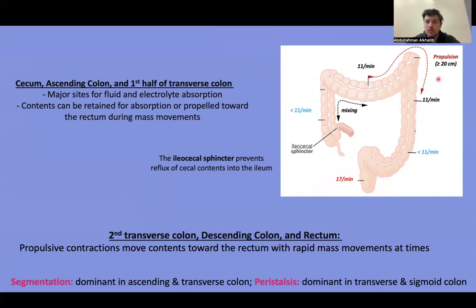Sometimes the propulsions are so strong, usually more than 20 centimeters or even more. So very huge distances covered by these mass movements. Now we mentioned this many times, but the segmentation or the haustral formation is mainly dominant in the ascending and the first half of the transverse. The peristalsis is mainly dominant in the other half of the transverse as well as in the sigmoid colon. So this is very important.